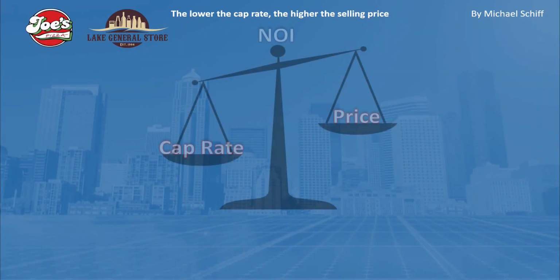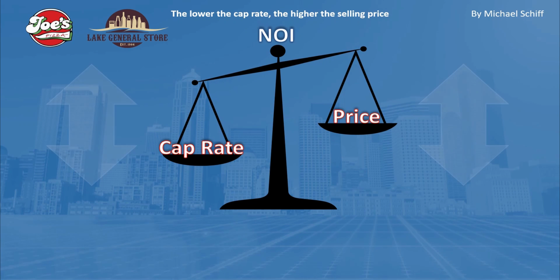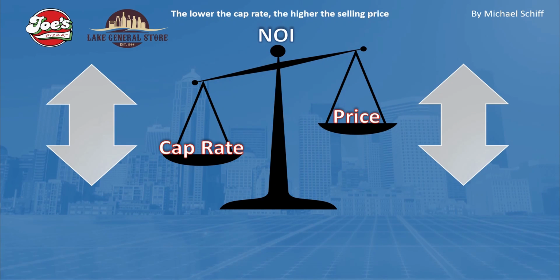The correlation between the cap rate and the price work opposite each other. The lower the cap rate, the higher the price. The higher the cap rate, the lower the price. The easiest way to remember it is that the correlation between cap rate and risk go hand in hand, meaning the higher the risk, the higher the cap rate, the lower the risk, the lower the cap rate.